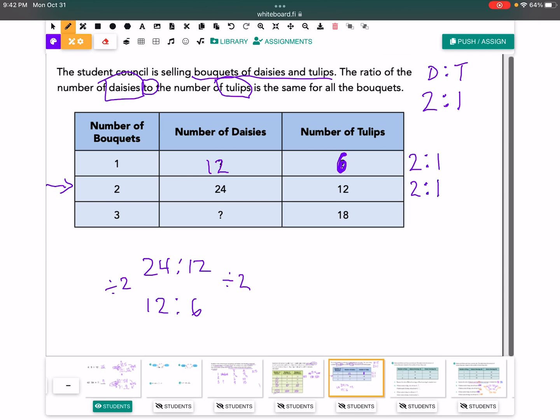If you divide 12 by 12, you get 1. And 24 by 12, you get 2. If you divide 6 by 6, you get 1. And if you divide 12 by 6, you get 2. So 2 to 1 is the ratio for every row.